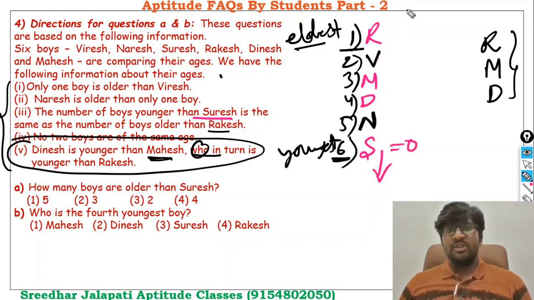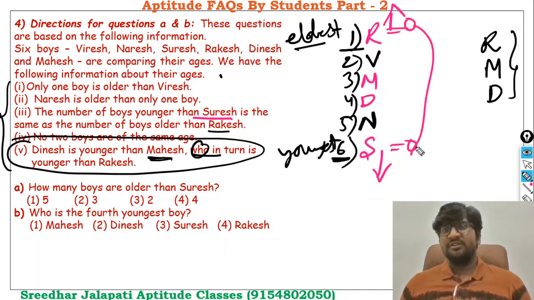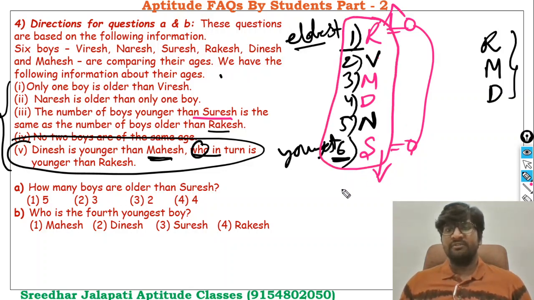And number of boys older than Rakesh also 0, which is equal. 0, 0, obviously equal. So I think this arrangement satisfied all the points given in the question, all the information given in the question. So this is the arrangement of those 6 boys according to their heights.